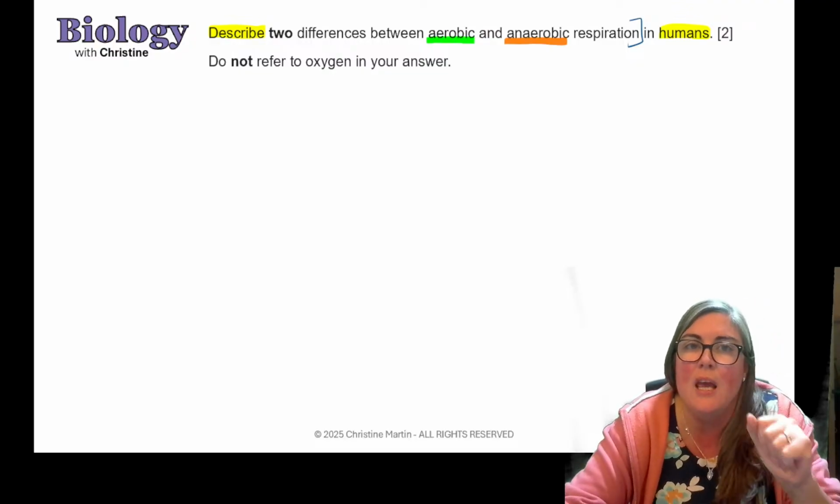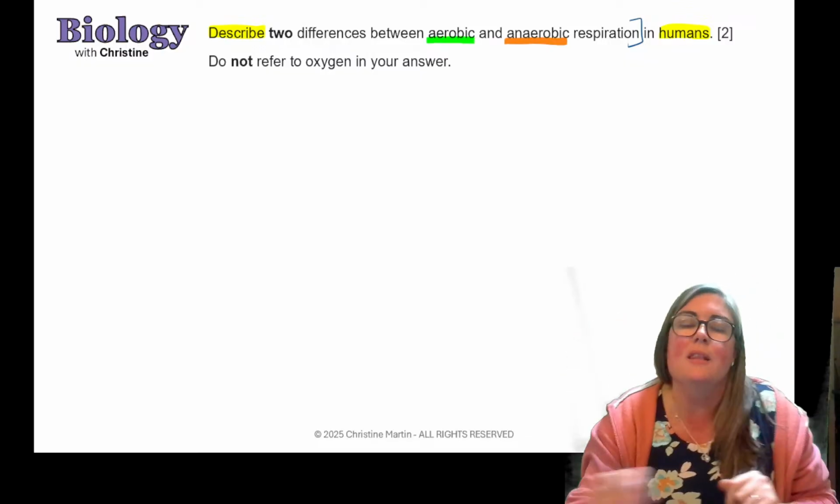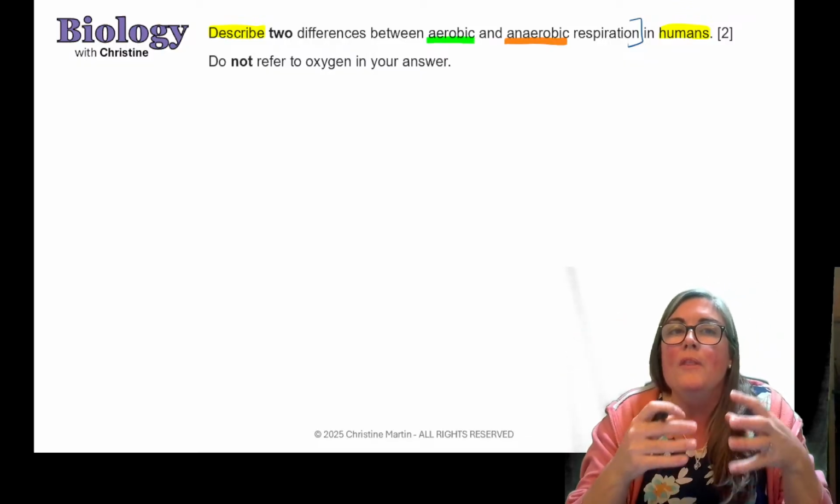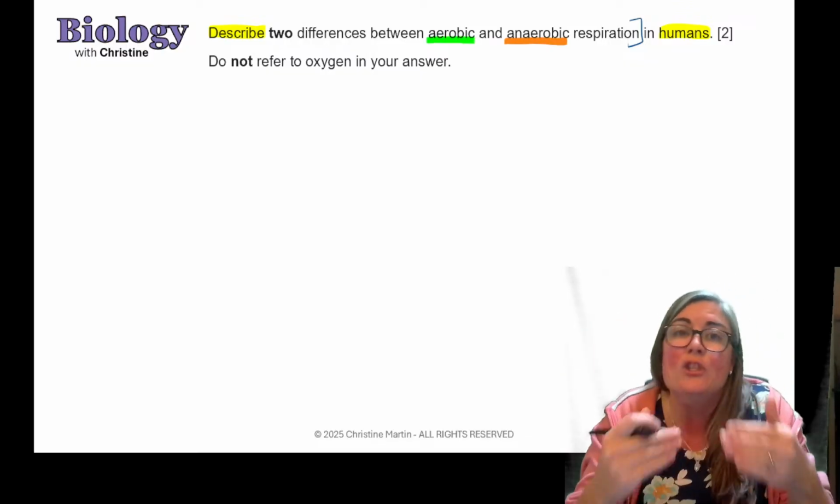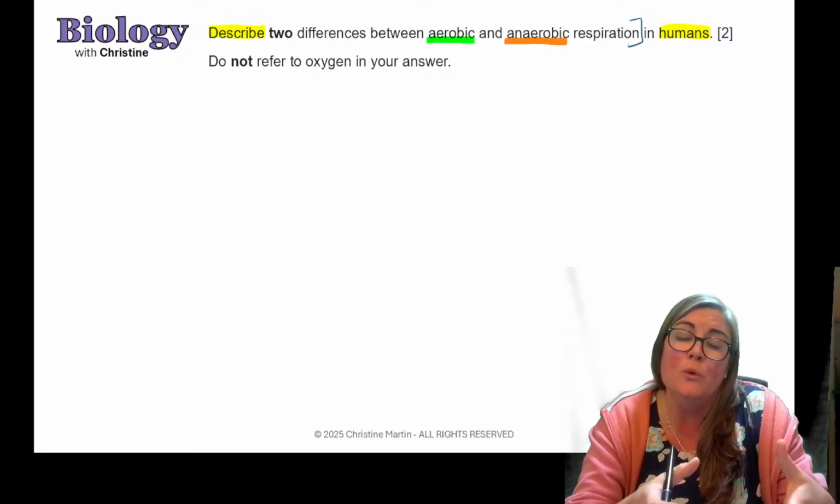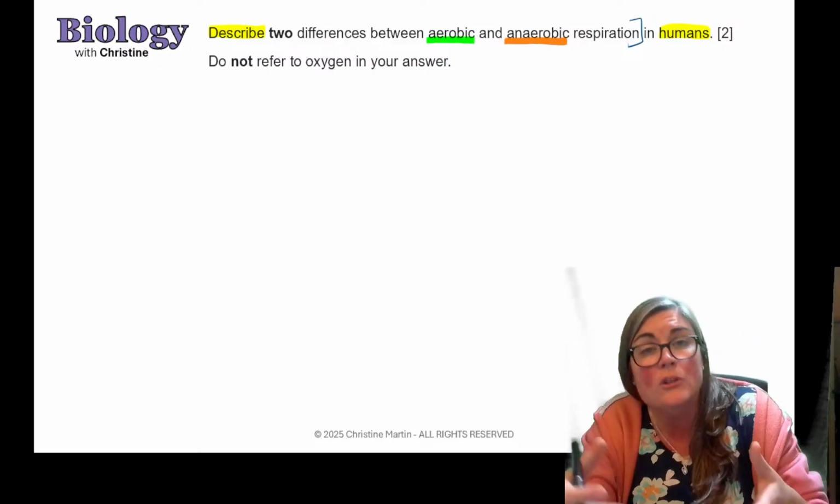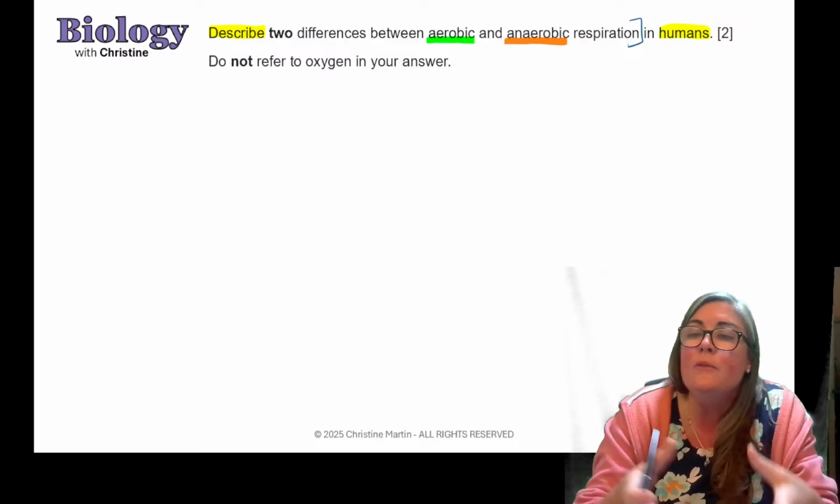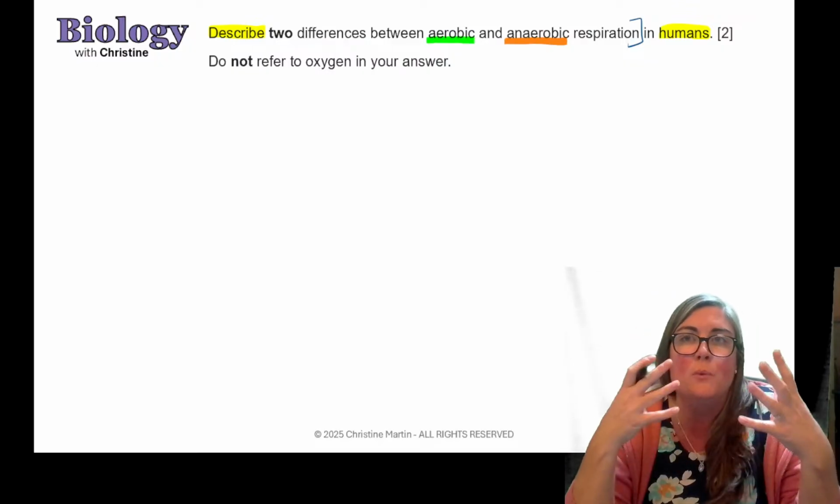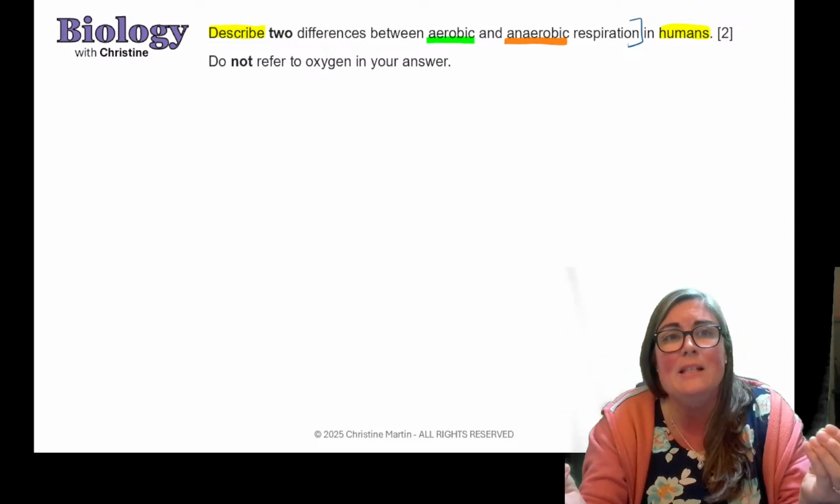Describe 2 differences between aerobic and anaerobic respiration, and they're like, yes, I'm gonna go. And they start writing, and what they're writing isn't actually answering the question. And that can be frustrating for you as a student, because it means you're not able to show your actual understanding. But it's also frustrating for us as examiners, because we're like, just read the question, please.